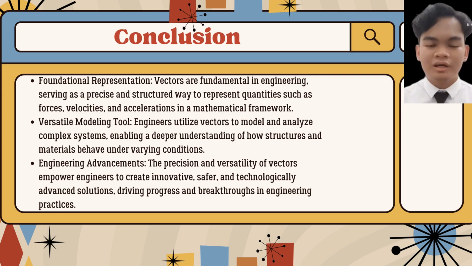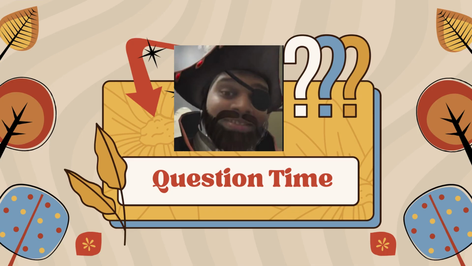For the second one, a versatile modeling tool. Engineers utilize vectors to model and analyze complex systems, enabling a deeper understanding of how structures and materials behave under varying conditions. For the third one, engineering advancements. The precision and versatility of vectors empower engineers to create innovative, safer, and technologically advanced solutions, driving progress and breakthroughs in engineering practice. So this is the end of the presentation.